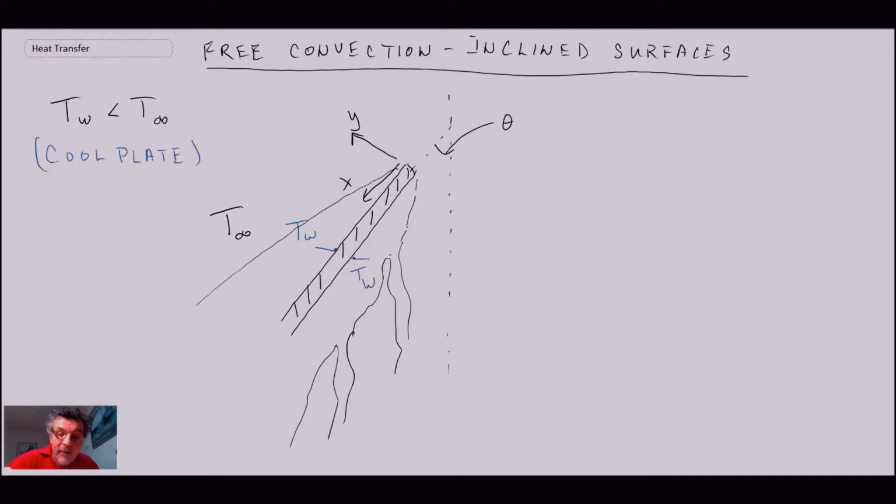On the upper surface, the boundary layer looks very similar to what we've seen before, and consequently we can use our correlations from before, but for the lower surface we cannot. So that is a schematic for the cool plate. Before jumping into the correlations, let's take a look at what the flow looks like for a heated or a hot plate.